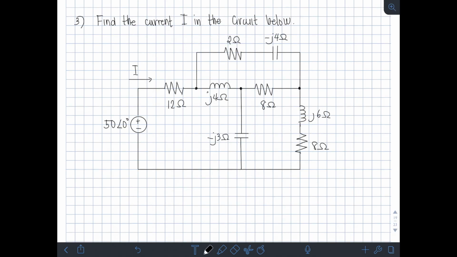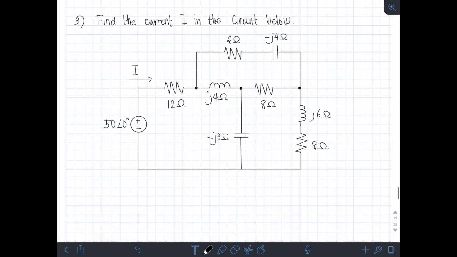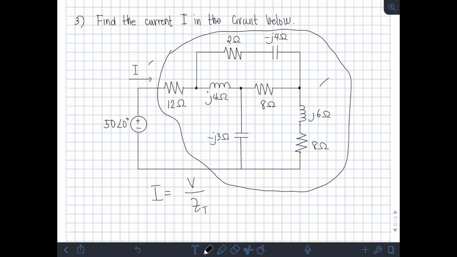Okay? Next, we have: find the current I in the circuit below. So, we need to find the current I in this circuit. You will notice that this current I is the total current in the circuit, right? So, we can apply Ohm's law, I is equal to V over total impedance, to solve for I. So, we first need to find the total impedance of this part.